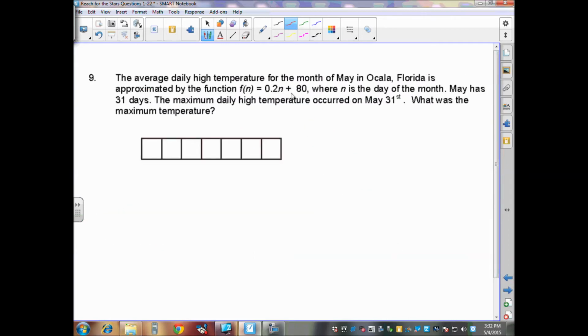Okay, this is the average temperature, and we want to know the maximum temperature for May 31st. So all they want us to do is to plug 31 in for n into the function.